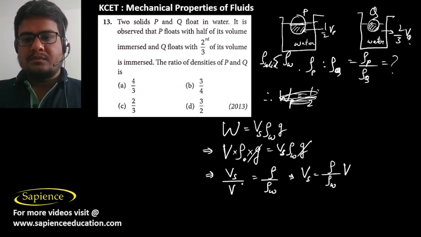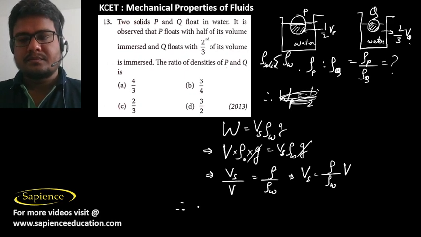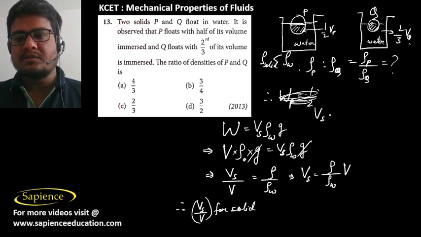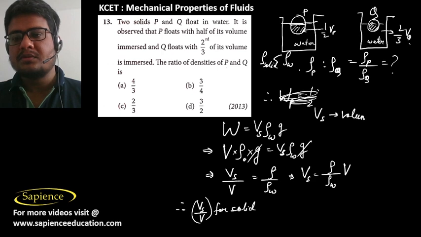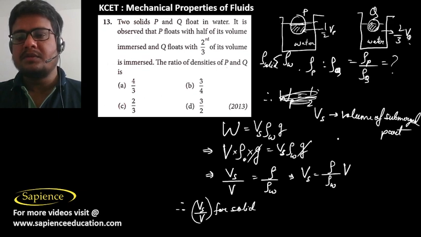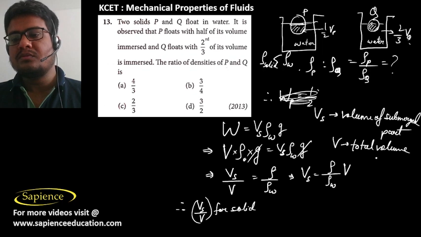So now, therefore, Vs by V for the solid P, where Vs is the volume of the submerged part, and V is the total volume of the solid.